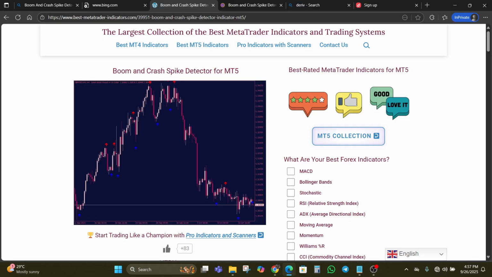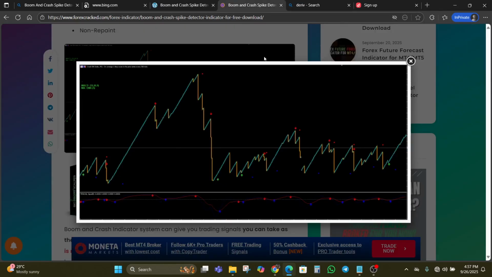Now, I'm just going to give you a couple of tips for using the detector. You should always combine the spike detection with other indicators to confirm trends. Now, it is true that many traders who trade boom and crash want to catch the spikes on the smaller time frames, right? And that's actually fine, as a scalper.